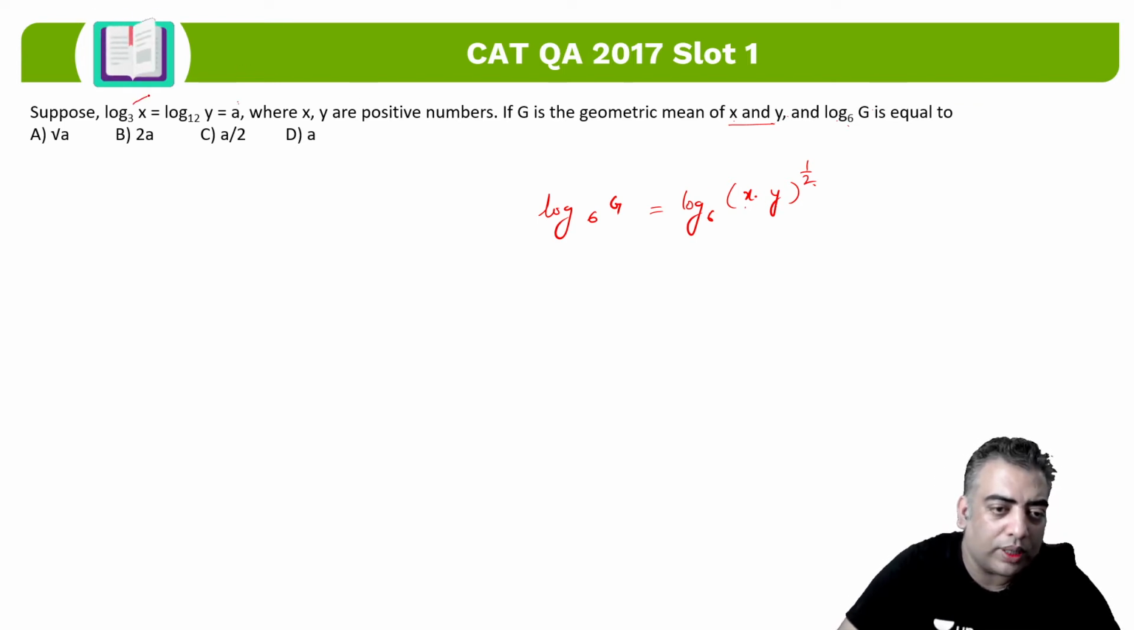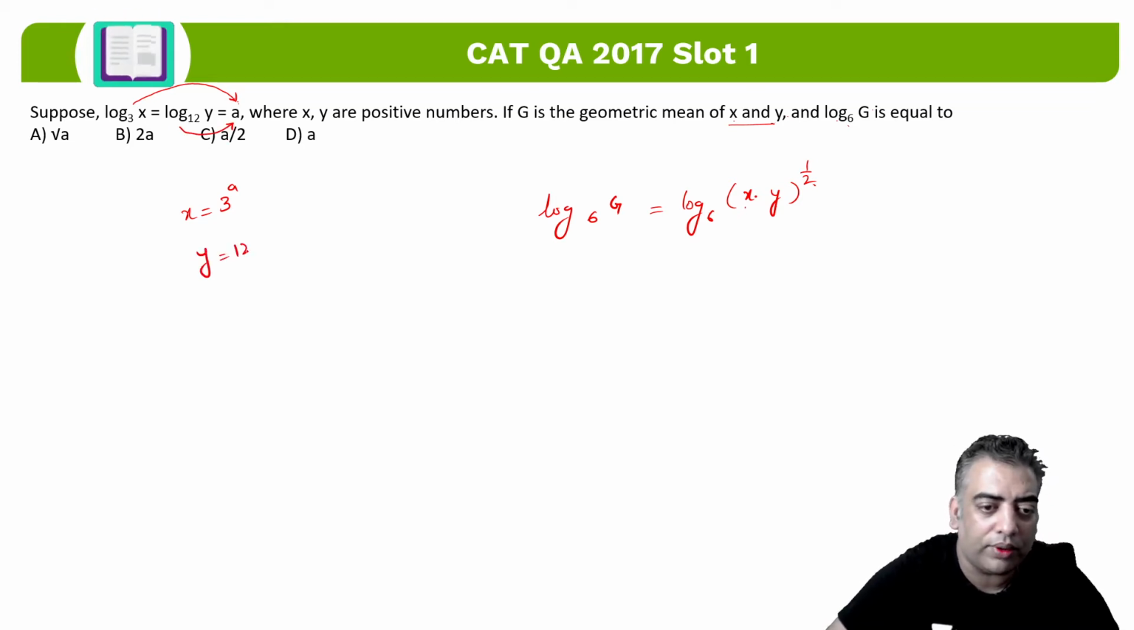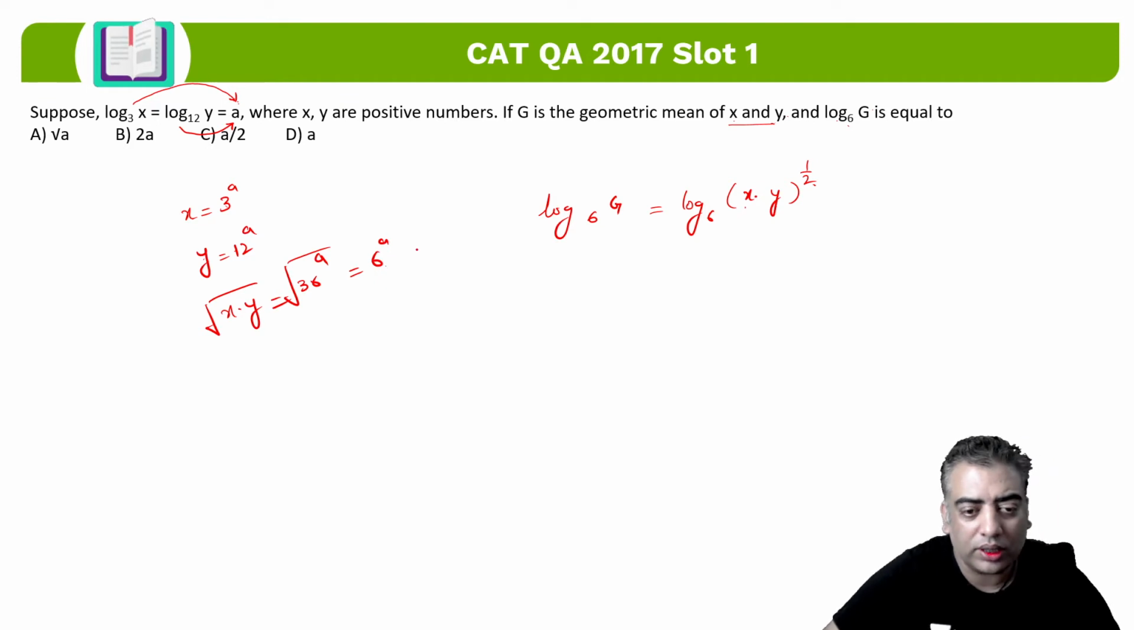So if log x to the base 3 equals a, on taking anti-log, x comes out to be 3 raised to power a. And when you equate these two and take anti-log, y comes out to be 12 raised to power a. So product of x and y comes out to be 12 into 3, 36 raised to power a. And when you take square root on both sides, it is nothing but 6 raised to power a. So substitute this value here. Log 6 to the power a to the base 6 is equivalent to a times log 6 to the base 6, which is 1. So answer comes out to be a itself, which is in option D.